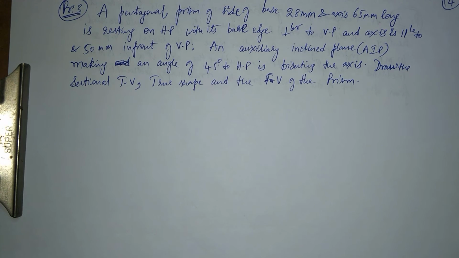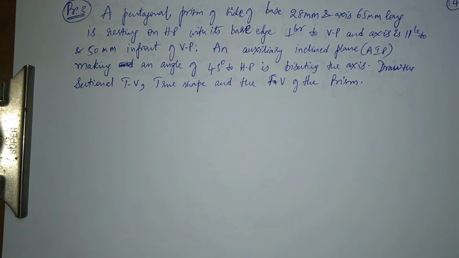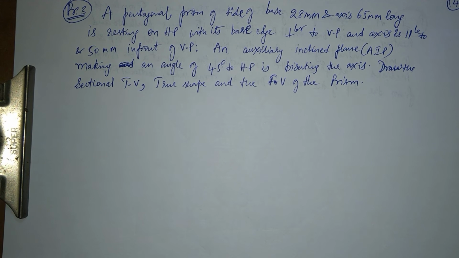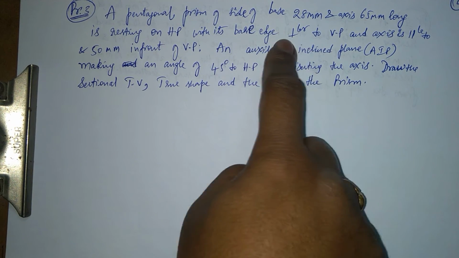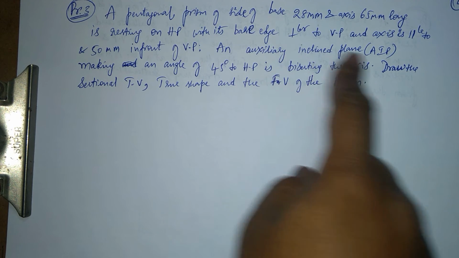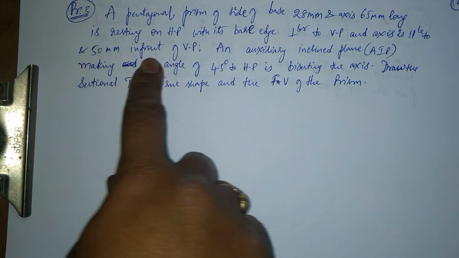This is a pentagonal prism of side of base 28 mm and axis 65 mm long, which is resting on HP with its base edge perpendicular to VP and axis is parallel to and 50 mm in front of VP. Okay, this is one thing, but one of the base edge is perpendicular. With this thing we have to remember: axis is parallel and 50 in front of VP.